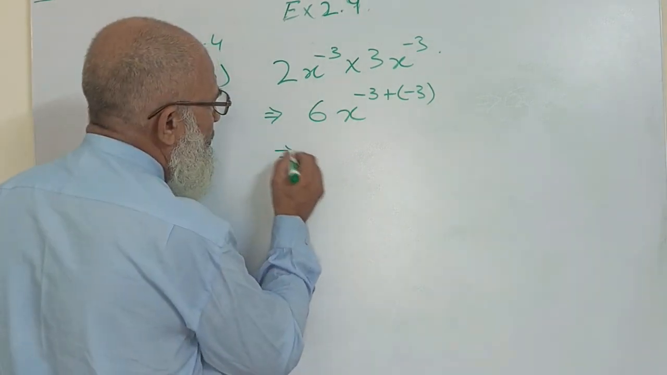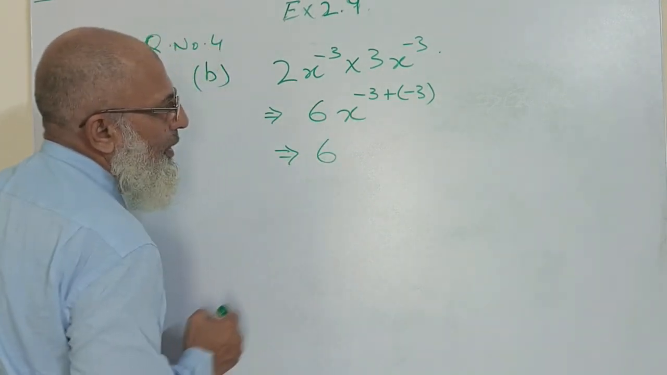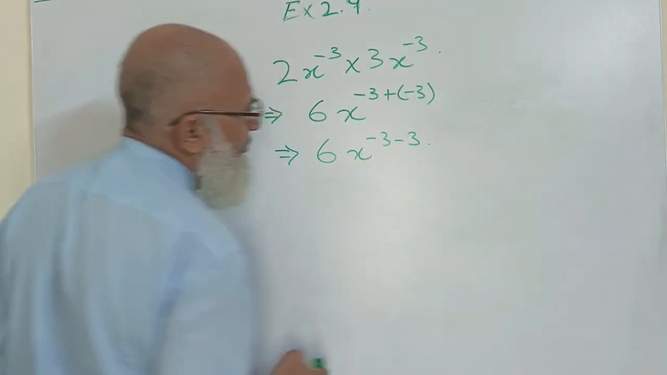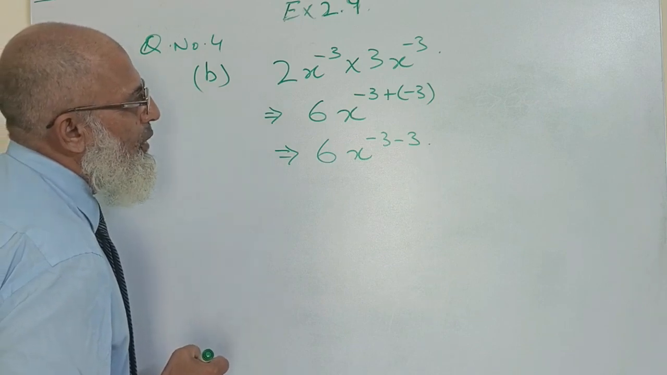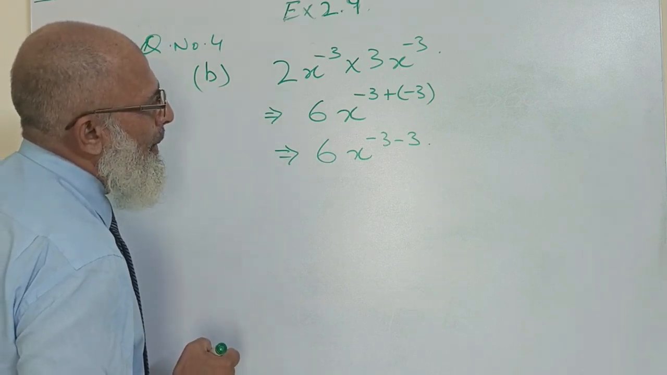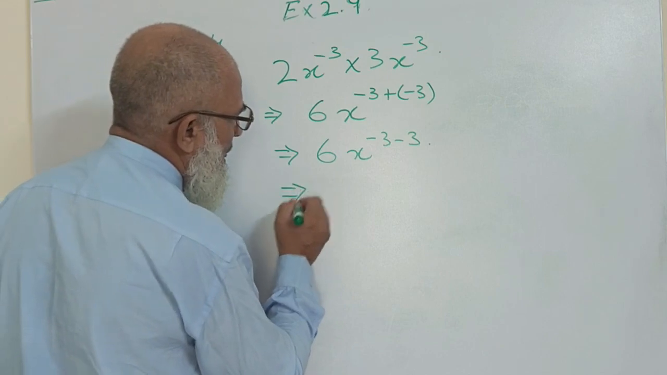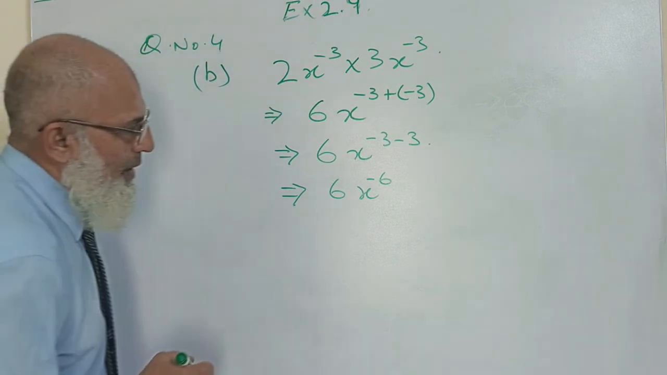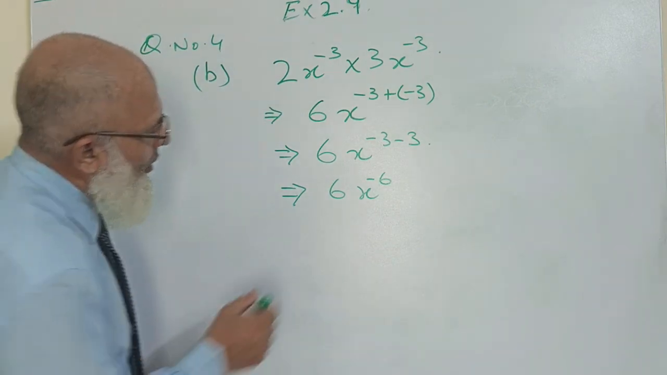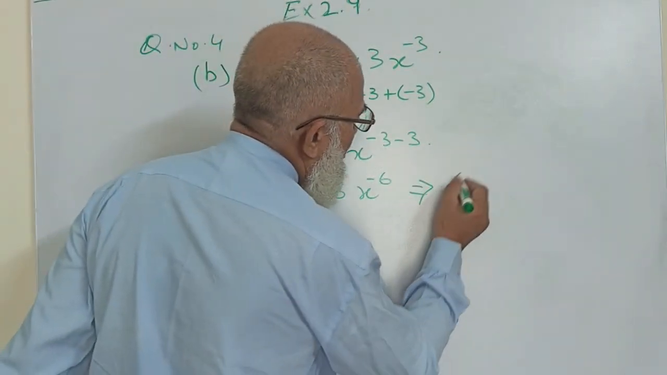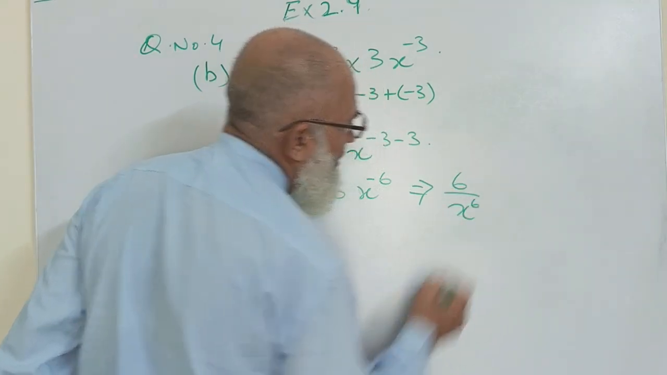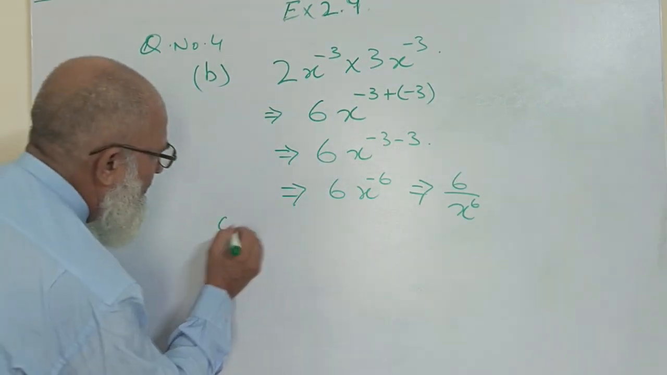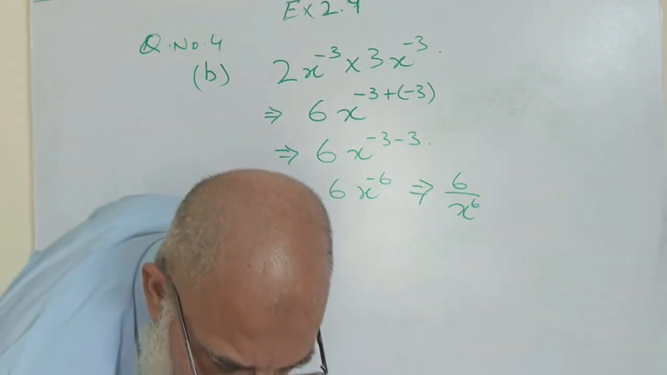So you see what happens over here? 6, and it will become minus 3 minus 3, 6, minus 6. 6 divided by 6. Now some more parts from the question, and that is C.